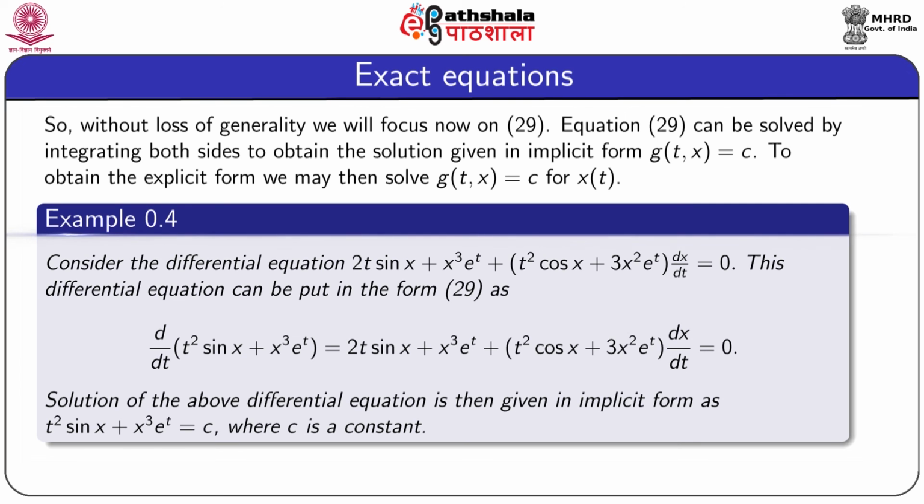Equation 29 can be solved by integrating both sides to obtain the solution given in implicit form g(t, x) equal to c. To obtain the explicit form, we may then solve g(t, x) equal to c for x t. This will be more clear if we consider example number 0.4. Let us take a differential equation of the form (2t sin x plus x cube e to the power t) plus (t square cos x plus 3x square e to the power t) dx/dt equal to 0.